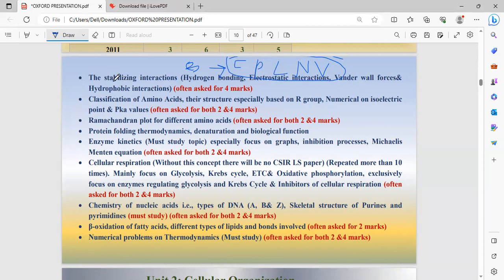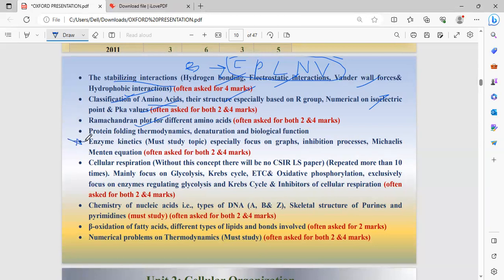These are the important concepts we have to read compulsorily in chapter 1. That is the stabilizing interactions: hydrogen bonding, electrostatic interactions, van der Waals forces, and hydrophobic interactions. Coming to the next subunit, that is amino acids, their classification, structure, isoelectric point and pK values. In that, we have to compulsorily read the Ramachandran plot. After that, protein folding, thermodynamics, denaturation, and biological functions.